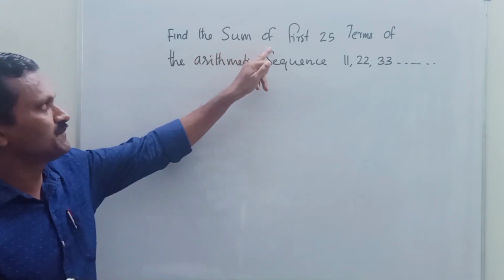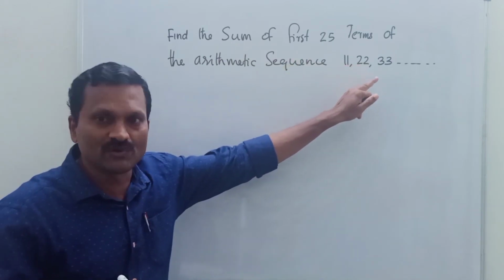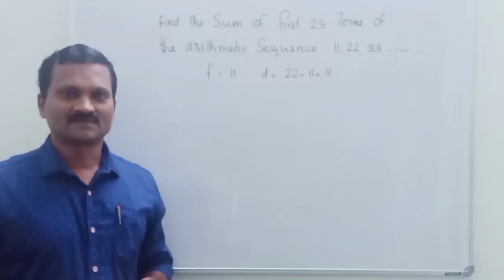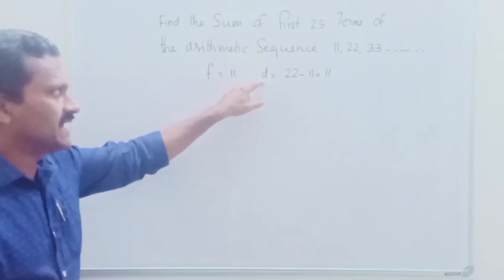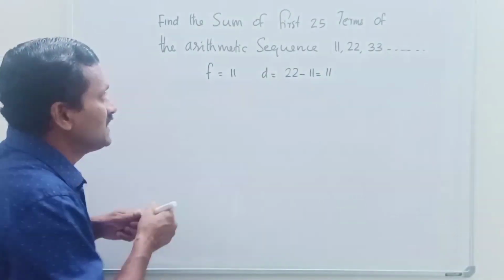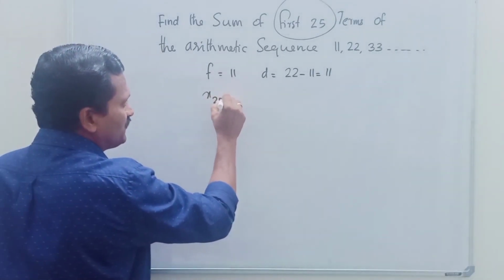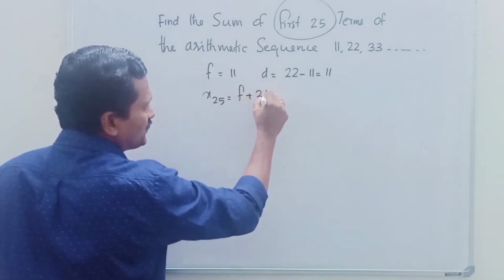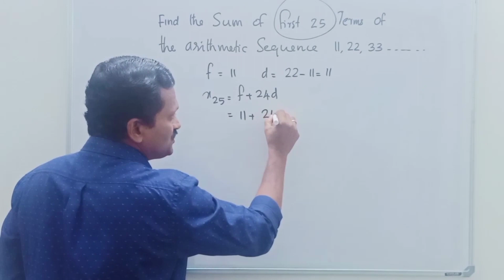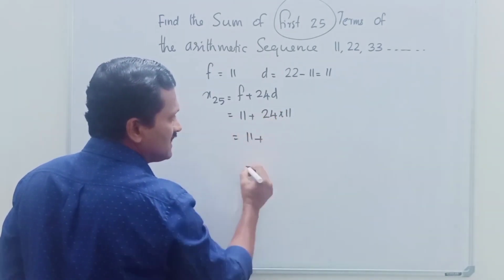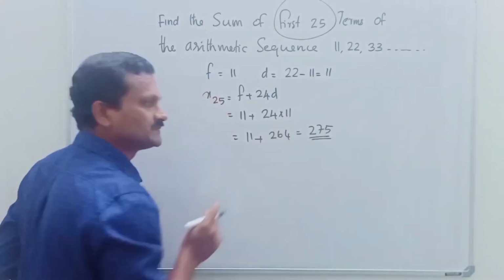Find the sum of the first 25 terms of the arithmetic sequence 11, 22, 33, etc. Let's see the answer. Here the first term f equals 11 and d also equals 11. We have to find the sum of the first 25 terms, so x25, that is f plus 24 times the common difference, equals 11 plus 24 into 11, that is 11 plus 264, which equals 275.